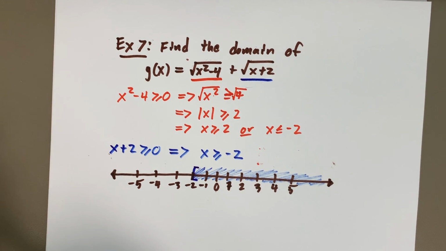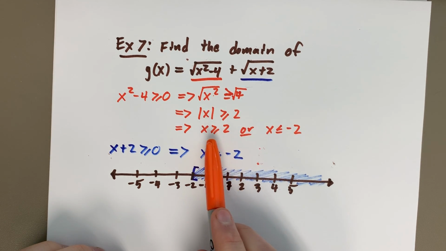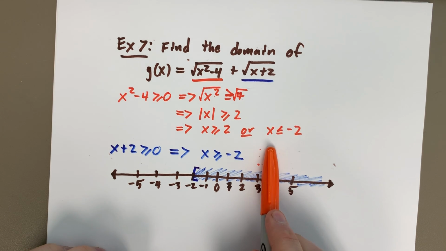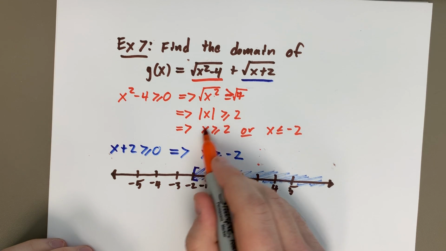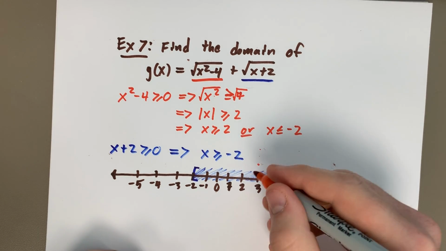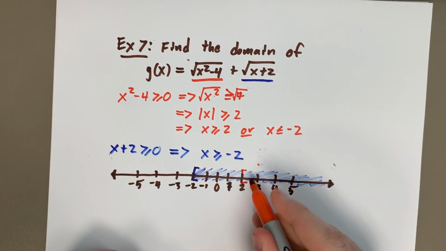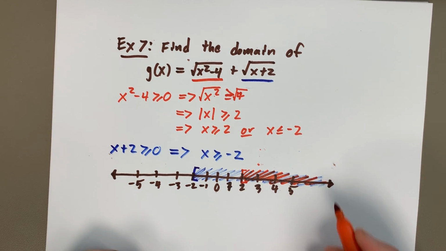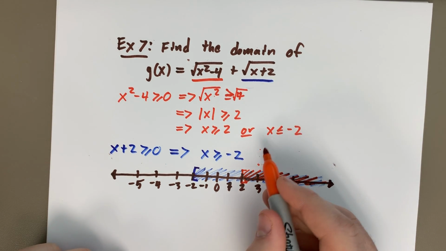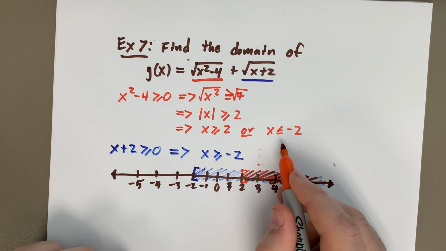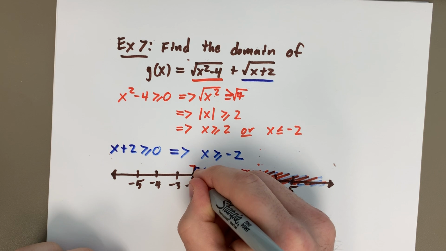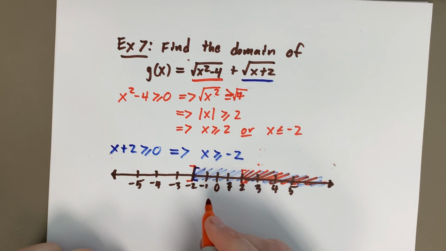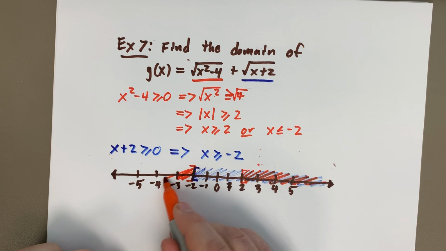Now I need to handle the domain of the second part. So this is saying that the domain of this is when x is greater than or equal to 2, or x is less than or equal to minus 2. So let's handle this part first. X is greater than or equal to 2, put a square bracket there, shade that in. So that handles that part. How about this? X can be also less than or equal to minus 2. So put a square bracket here. Notice that they intersect at minus 2. And then x can be anything less than that.